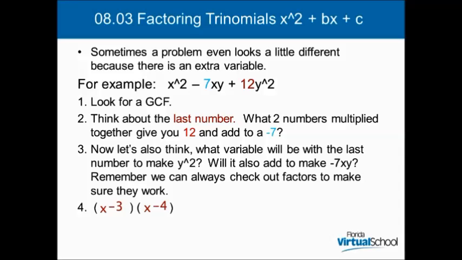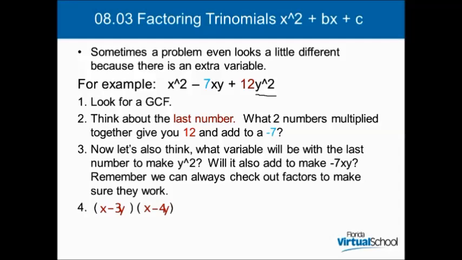Now we're not quite done yet because we do have that extra variable to think about. What could I add to each set of parentheses here to ensure that we get a y squared at the end? We'll need to add a y to each set of parentheses here. So we'll add a y to that 3y, and we'll add a y to our -4 to make it a -4y. So our factors here are x minus 3y and x minus 4y.